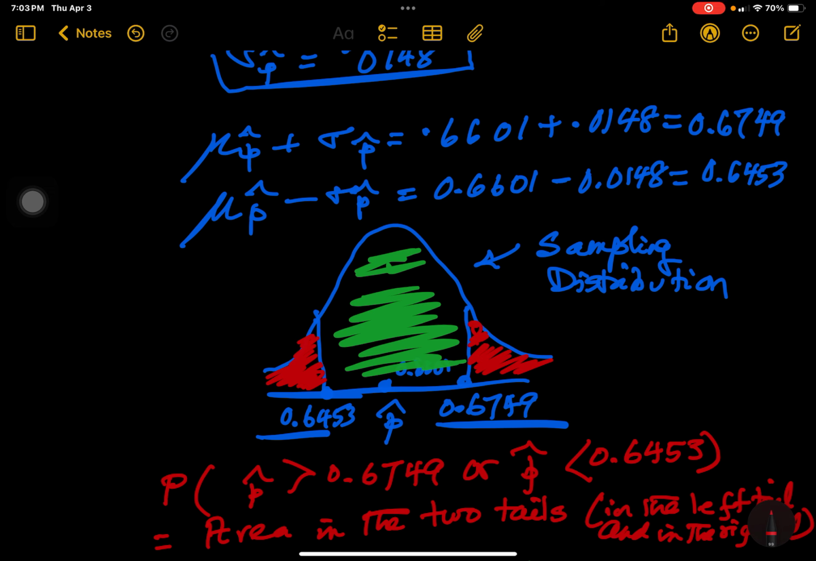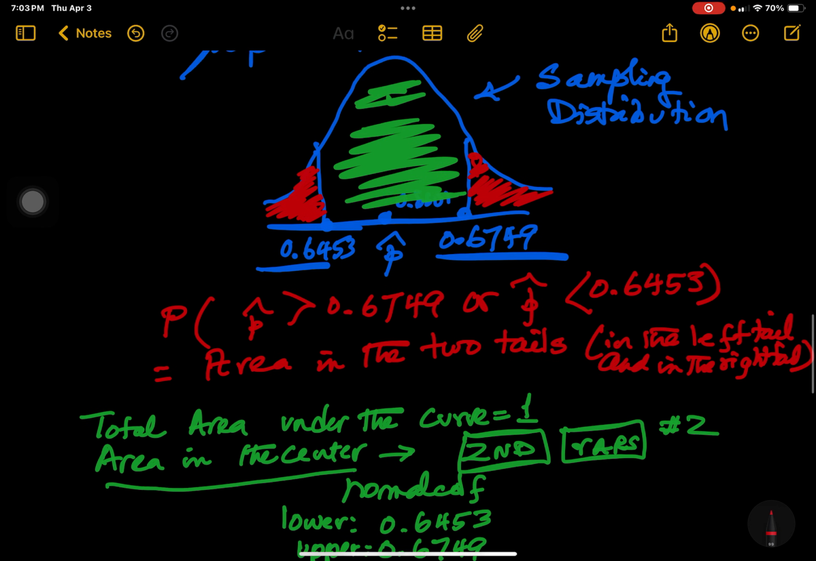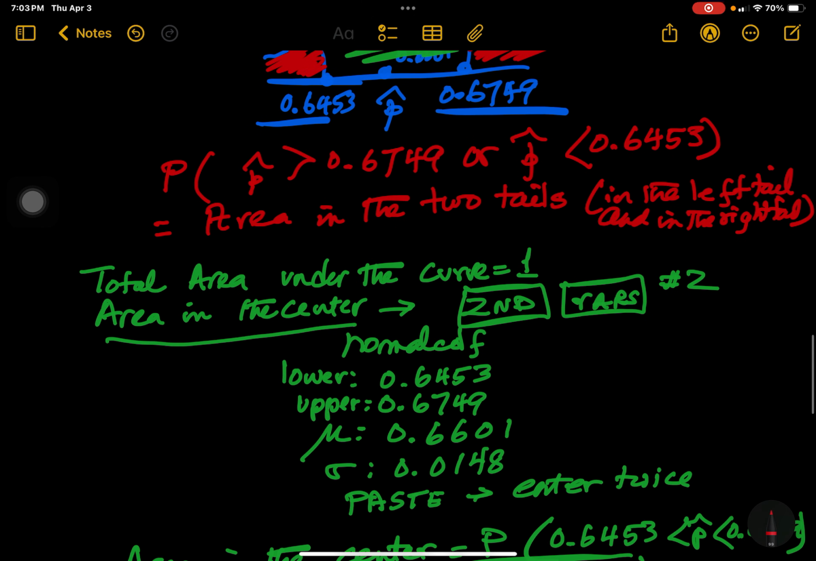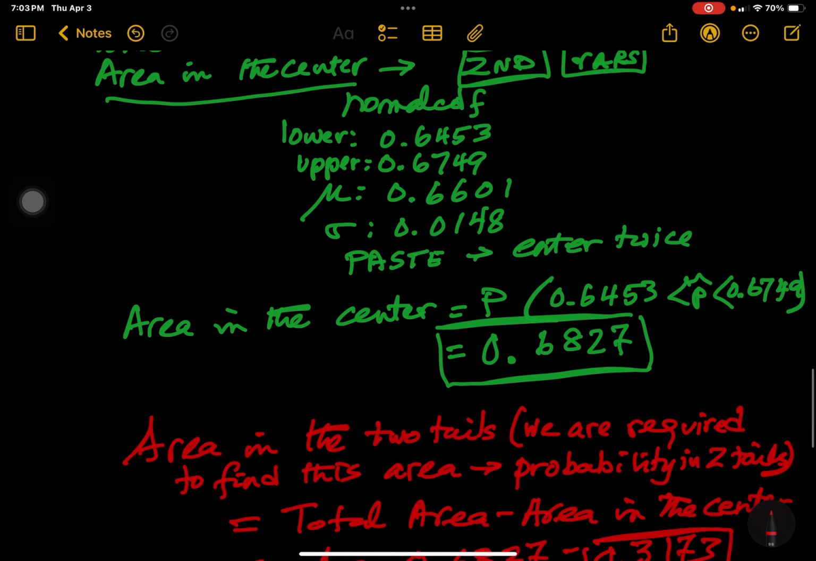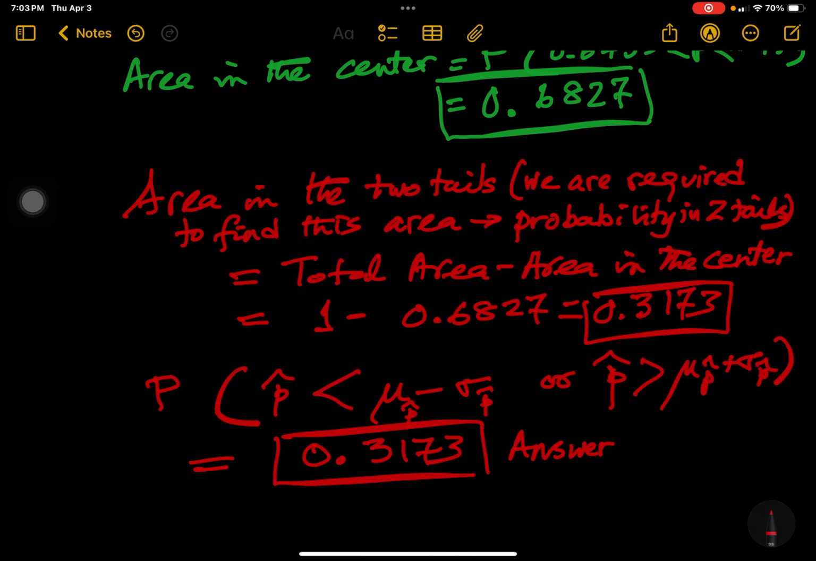Then we want to find the area in the two tails, in the two red highlighted areas. We can do them separately, or we find the area in the center, that is between 0.6453 and 0.6749. Once we do that, from the total area under the curve, which is 1, we subtract that area in the center and we will get the area in the two tails.